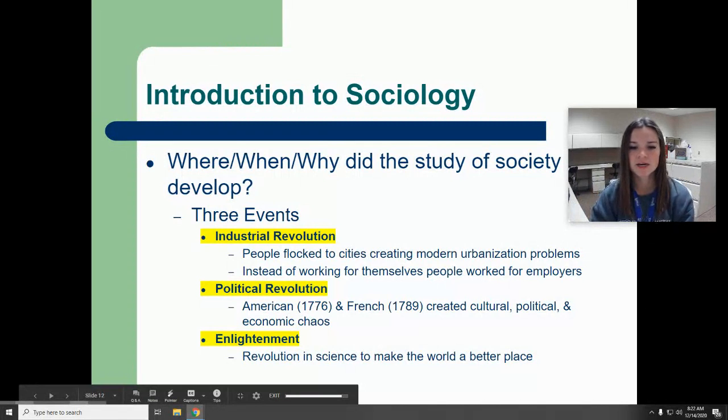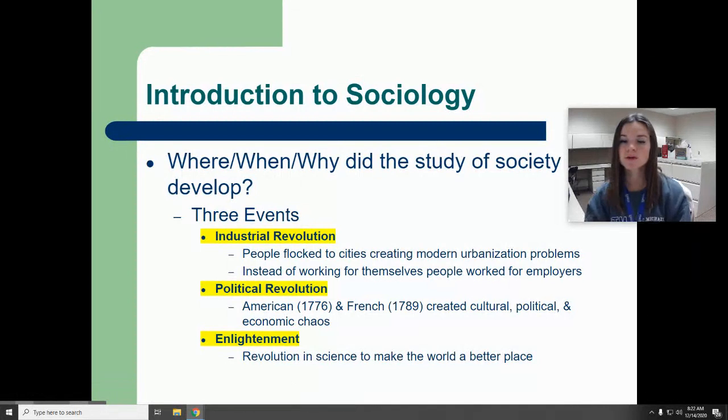So instead of working for themselves, like on the farm or owning a little shop, the Industrial Revolution led to people working for employers, like at a factory or on the docks working for the head honcho. Okay, Industrial Revolution. Next is the political revolution.